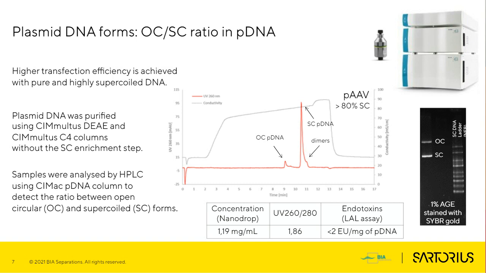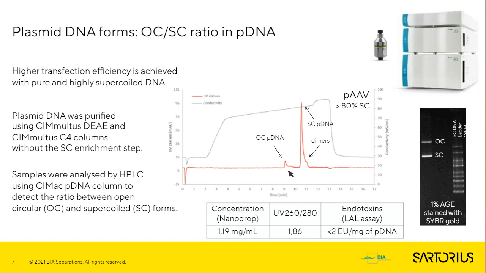What we see on this slide here is one example, a chromatogram showing HPLC analytics of plasmid DNA. This plasmid DNA was purified by one of our departments, and they used Simultus DEAE and C4 columns. For this particular experiment, we were not interested in purifying supercoiled plasmid DNA only. We just wanted to purify total plasmid without any specific requirements. So this is how it looks after the purification.